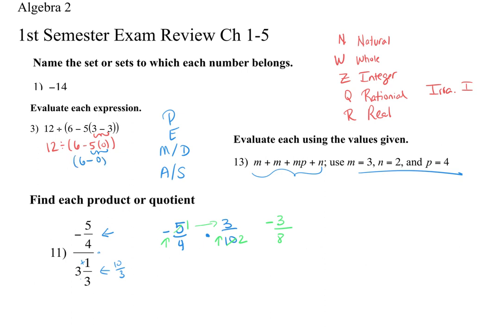So inside my parentheses, I have 6 minus 0, which is just 6. So I have 12 divided by 6, which gives me 2.